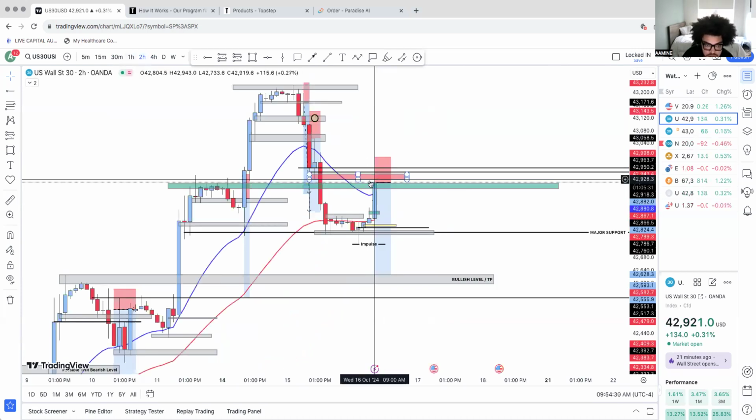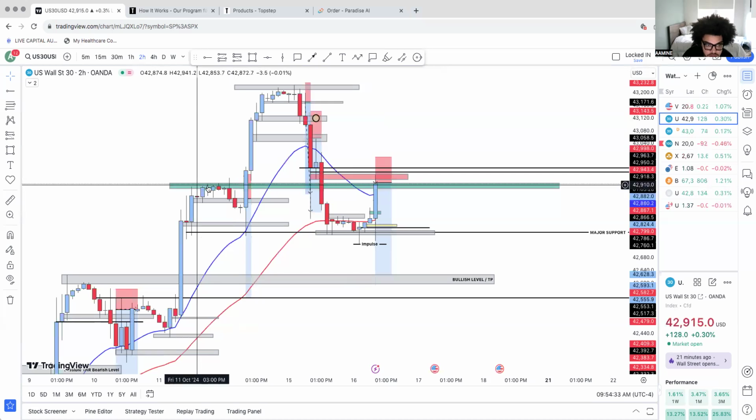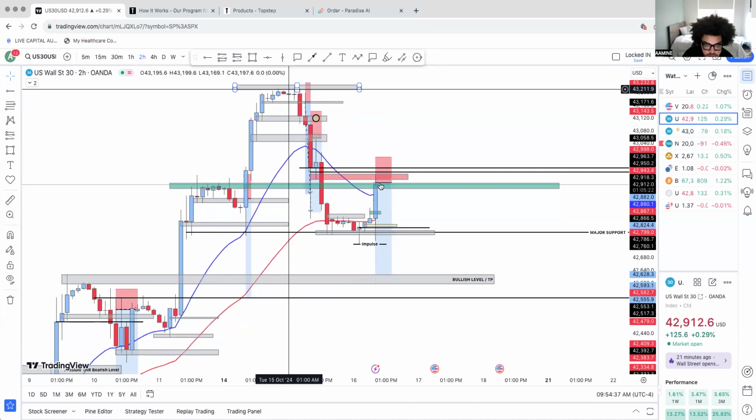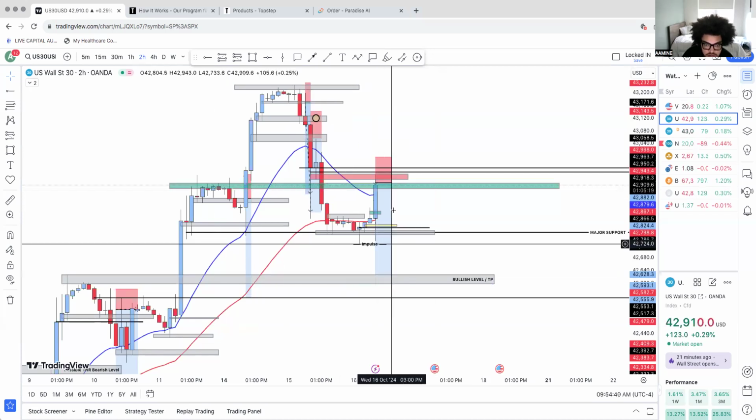Within this area up here, actually, you can see the head and shoulders on the 2 hour as well. You can see it here. You got rejection, rejection, rejection. This is the left shoulder, head is at the top, right shoulder is right here. So once it creates that right shoulder, we should probably see a lot of fall from this area.